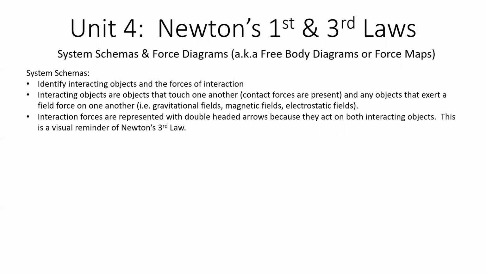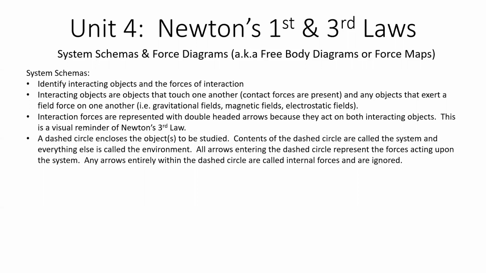Interaction forces are represented with double-headed arrows in the system schema because they act on both interacting objects. This is a visual reminder of Newton's third law. A dashed circle encloses the objects to be studied. Contents of the dashed circle are called the system, and everything else is called the environment. All arrows entering the dashed circle represent the forces acting upon the system. Any arrows entirely within the dashed circle are called internal forces and are ignored.